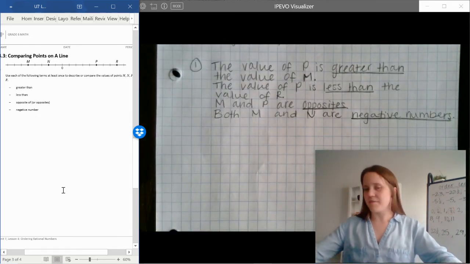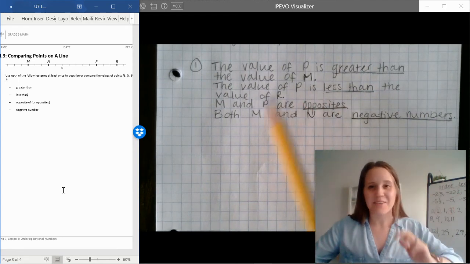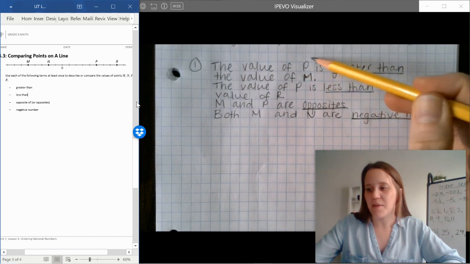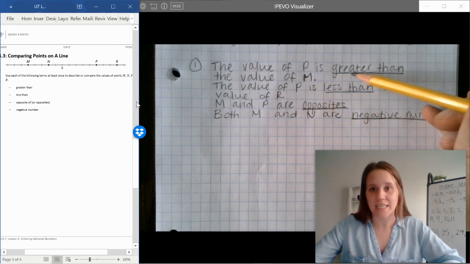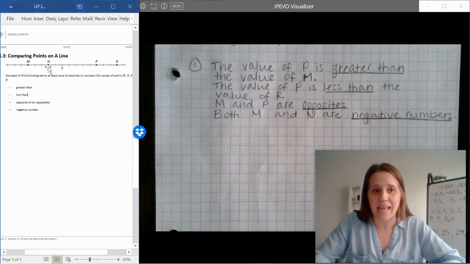Number 1, the value of P is greater than the value of M. If you didn't say those exact pairs, that's okay. If the one you said first is to the right of the one you said second in a sentence like this, then you are good to go. That is correct. So in this case, P is greater than M, P is also greater than N, but P is not greater than R.